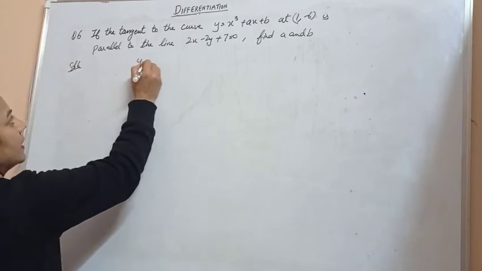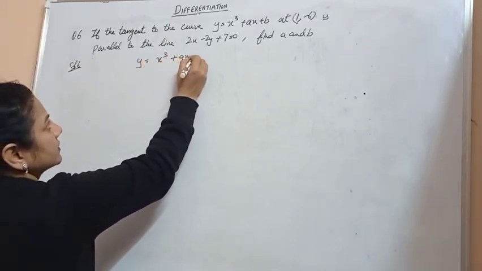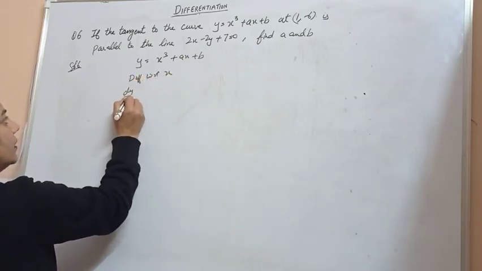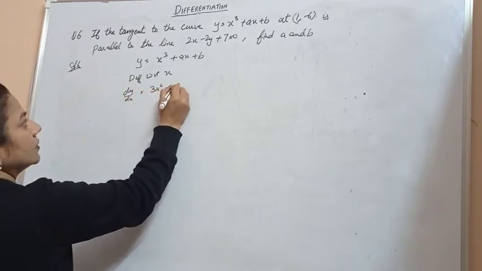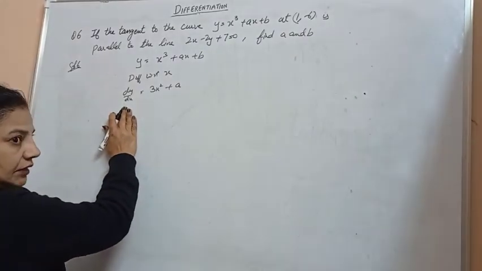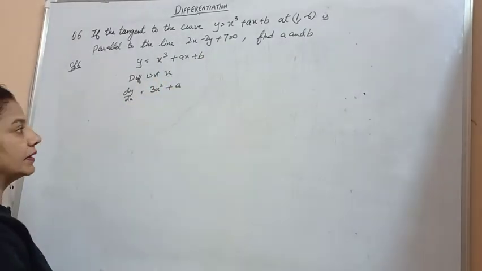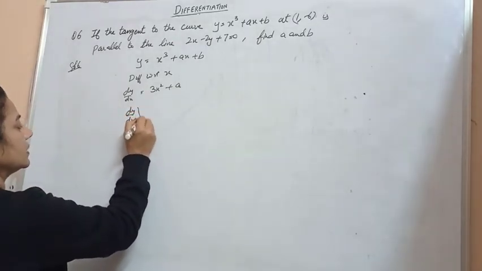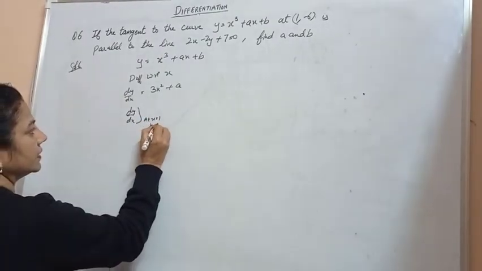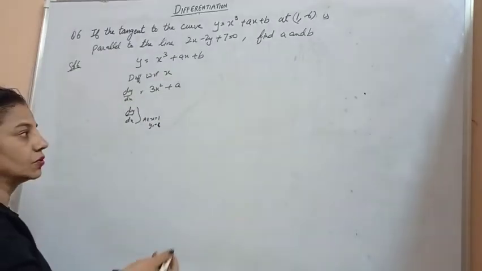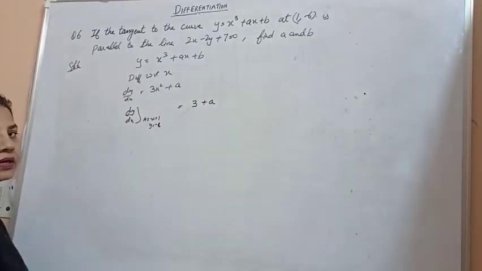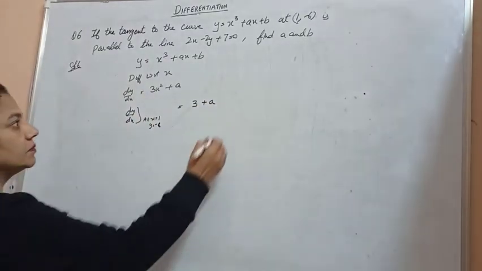So curve is given as y is equal to x cube plus ax plus b. Differentiate with respect to x. dy by dx is equal to 3x square plus a. Now calculate the value of dy by dx at (1, -6). Since y is not there, I put x is equal to 1, which gives 3 plus a. 1 square is 1, 3 plus a. This is my equation 1.